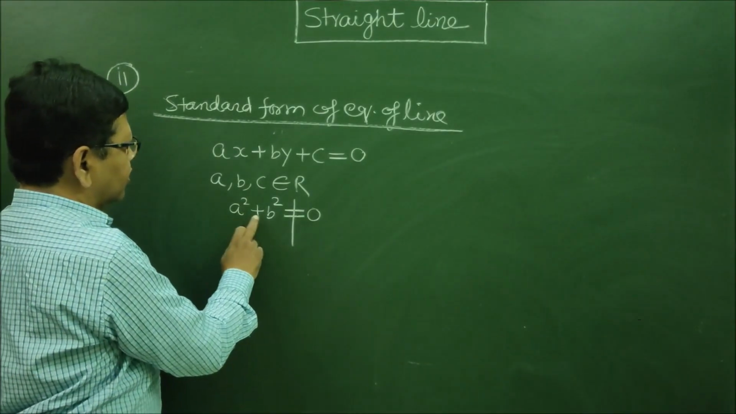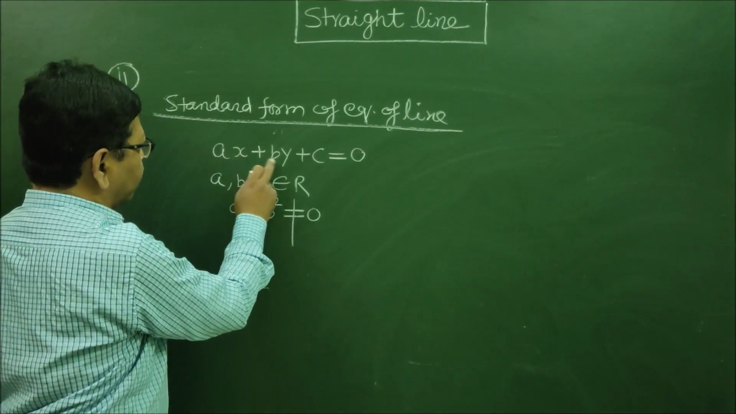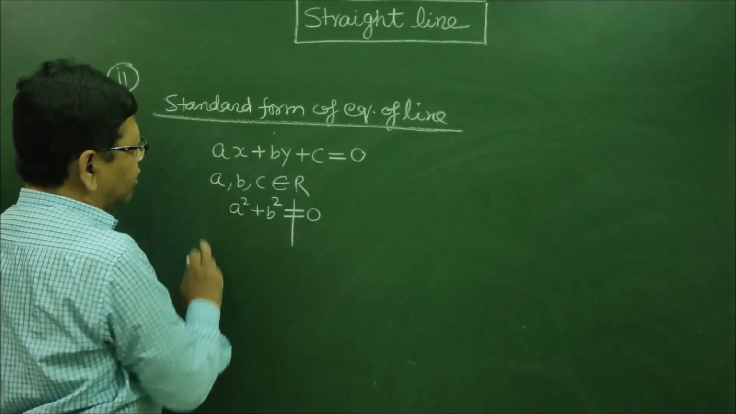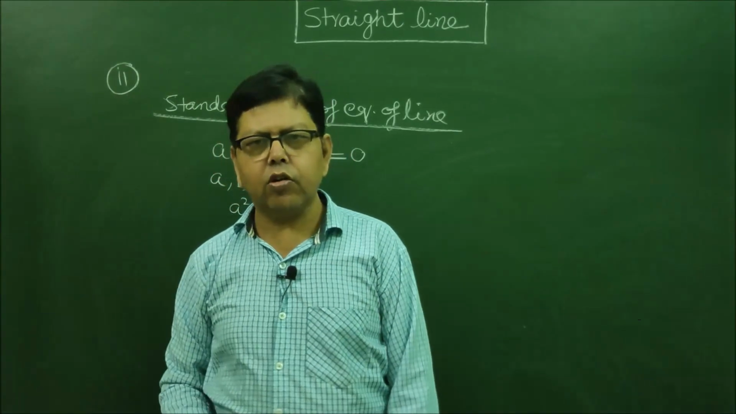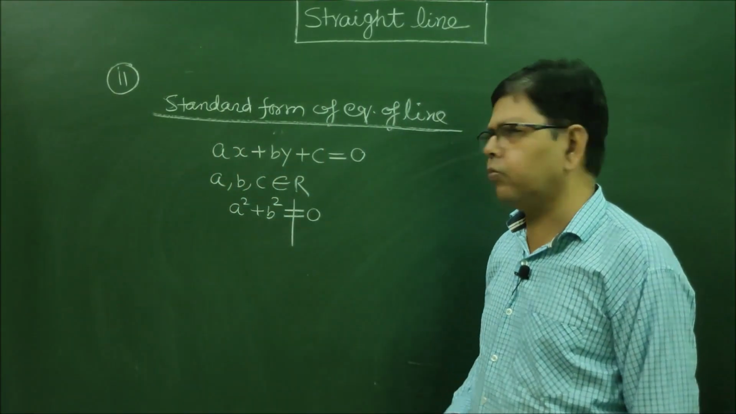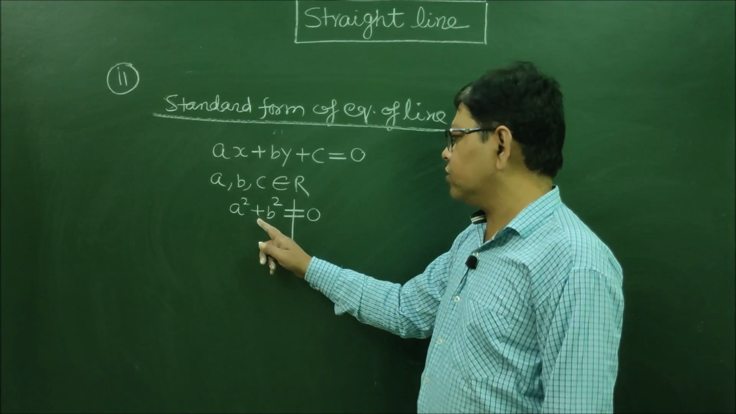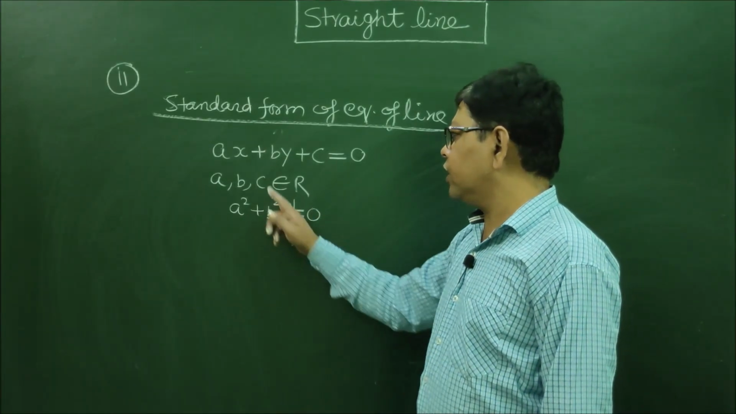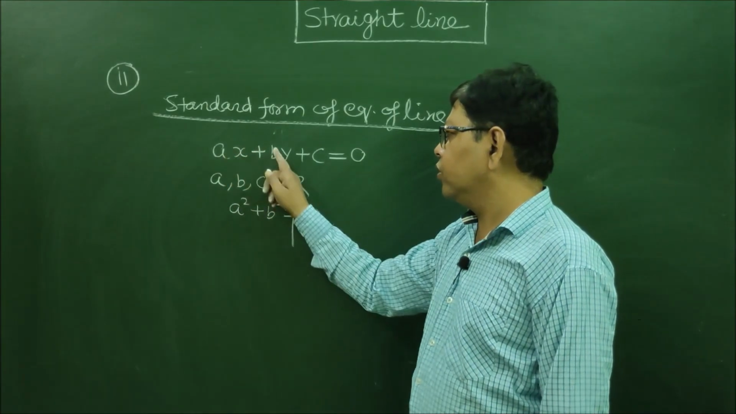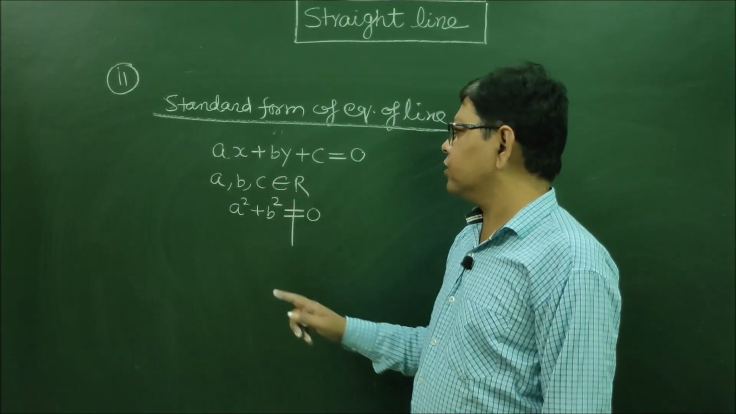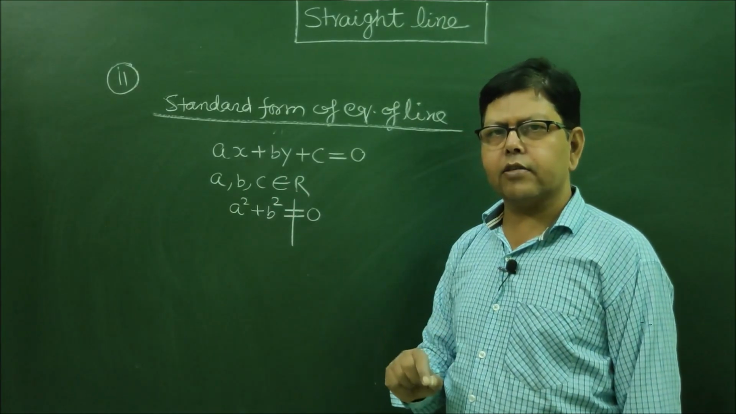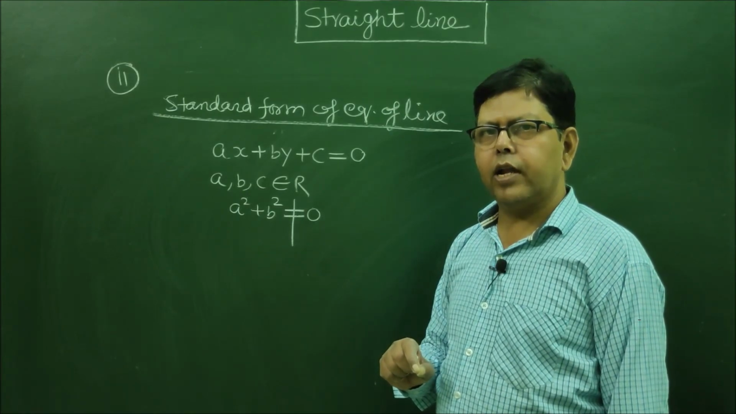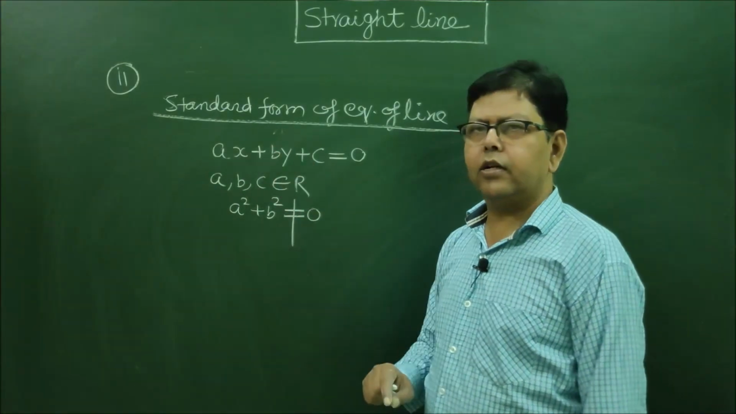Why this condition? When the coefficients of x and y both are 0, then in that case there will be no more equation in x and y. So either the coefficient of x can be 0 or coefficient of y can be 0. Both cannot be simultaneously 0. So this is the condition, that a square plus b square is not equal to 0. C can be 0, but the coefficients of both x and y cannot be equal to 0. In that case it will not represent a straight line. So the standard form is ax plus by plus c is equal to 0. Means the variables x and y have degree 1 in the case of a straight line.